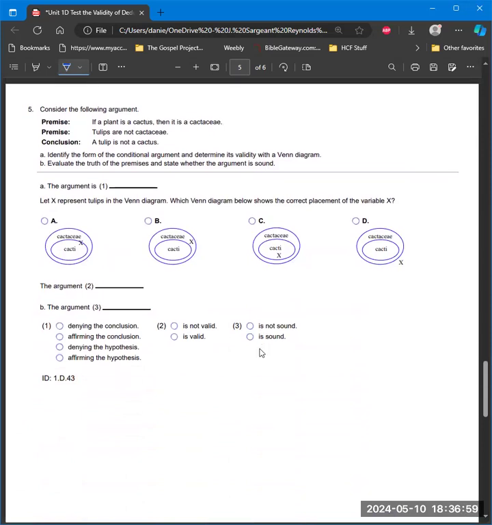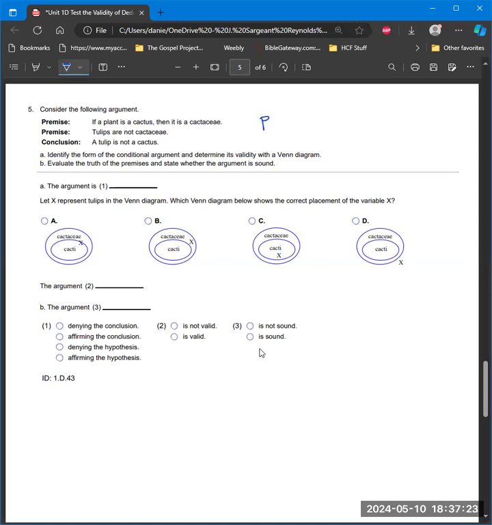Consider the following argument. If a plant is a cactus, then it is a whatever that word is. It must be the family or genus that it belongs to. Tulips are not that. Therefore, a tulip is not a cactus.